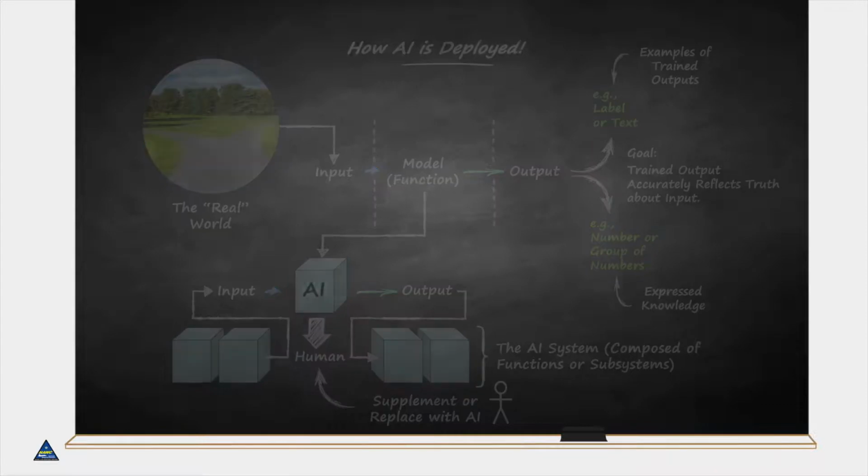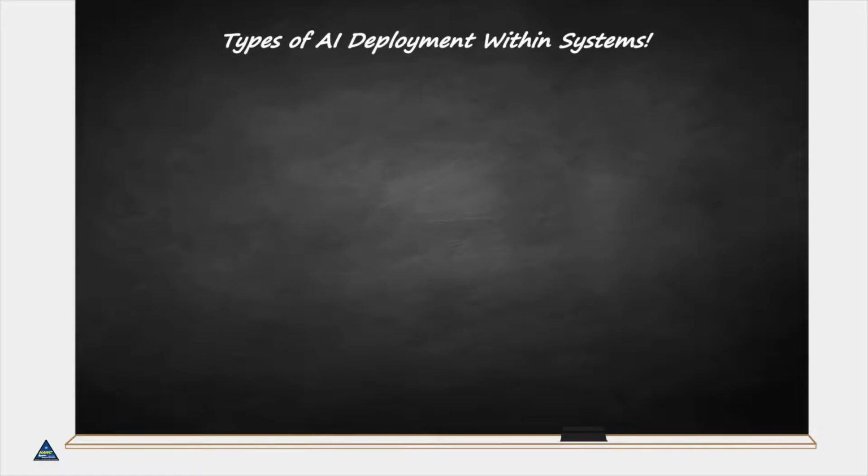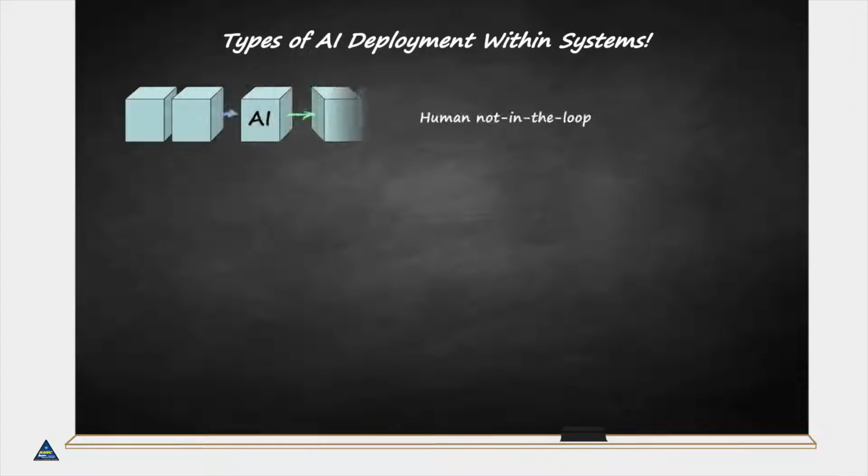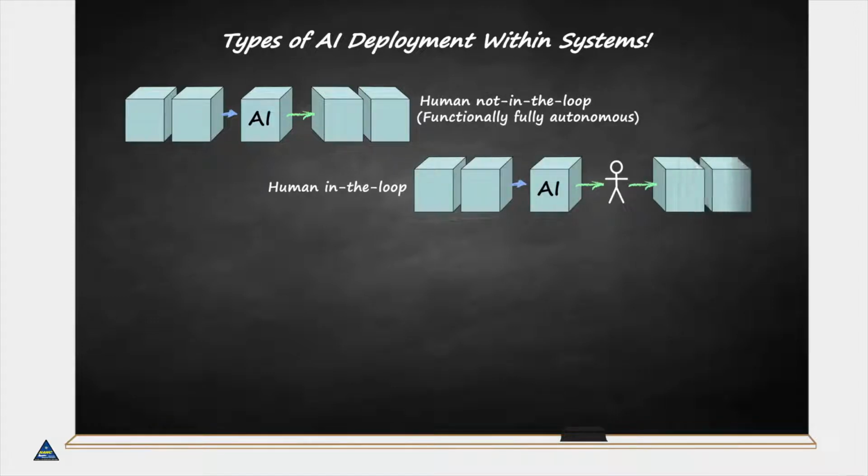Now that I introduced AI within a system, let's talk about the various ways you can put AI within a system. So obviously you can put AI in a system where the human is not in the loop at all. Or you can put AI in a system where the AI and the human are in the loop together, and the human might be checking everything that the AI produces and then passing it along.